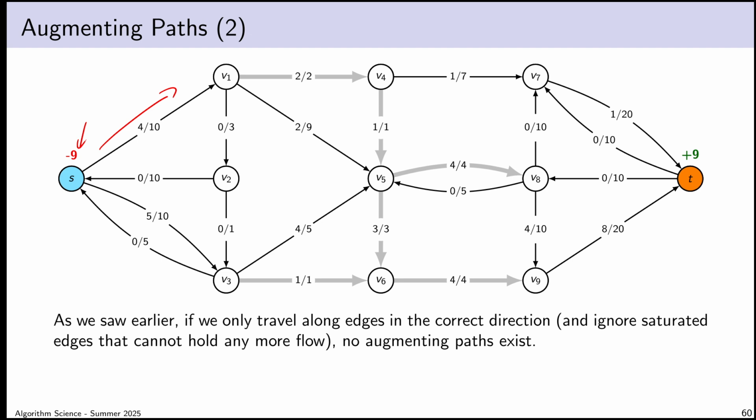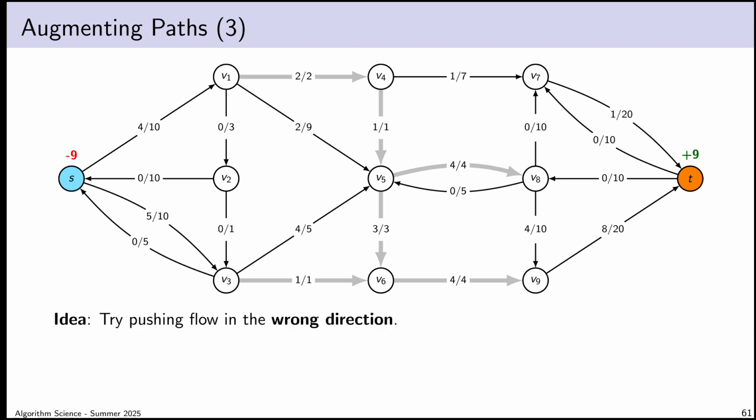Now, as I said a minute ago, maybe the solution to our problem is just to open our minds a bit. Maybe I need to define augmenting paths a little bit differently. There is no way of finding an augmenting path if I have to walk along edges in the right direction. So what do I do? Well, if the rules don't work for me, then maybe I should try and change the rules. Why don't I try walking along edges in the wrong direction?